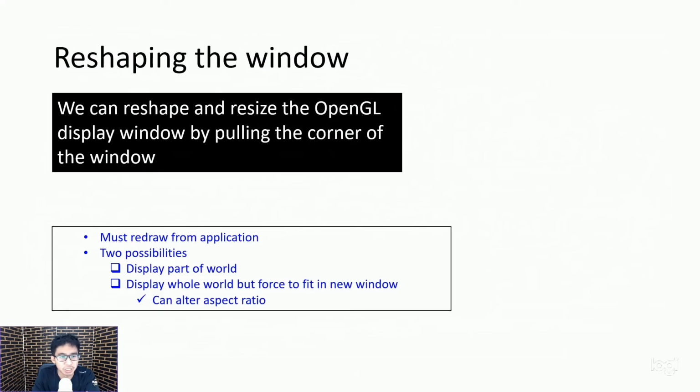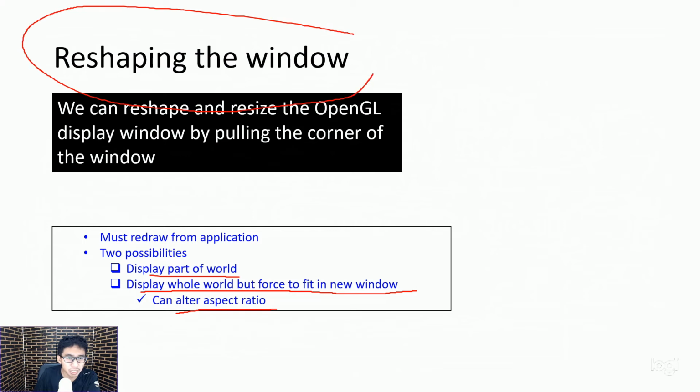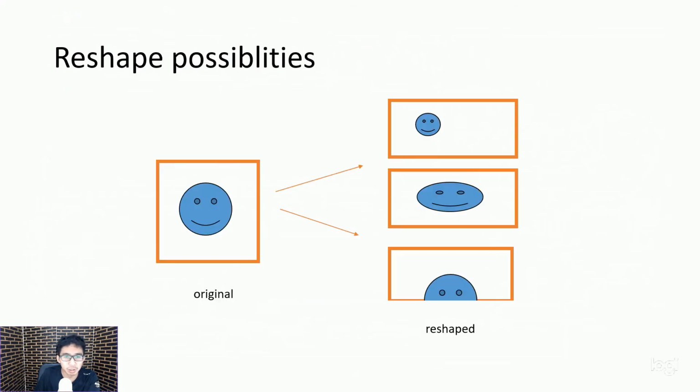What about the reshape function? The display must be redrawn from the application. There are two possibilities: display part of the world, or display the whole world but force it to fit a new window, which can alter the display. The reshape function is an important element. It's where you handle something like this.